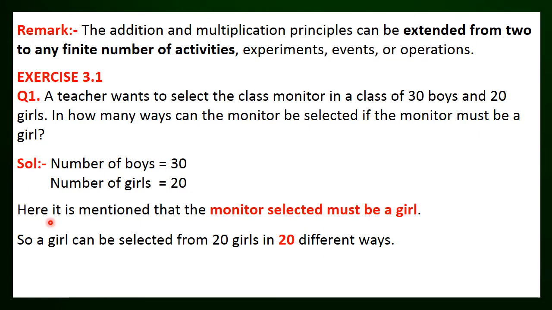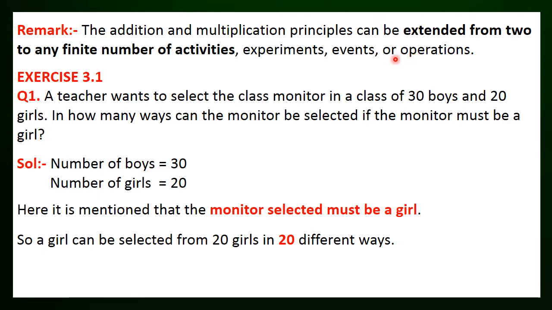Remark: the addition and multiplication principles can be extended from 2 to any finite number of activities, experiments, events, or operations. Here we have learned that the first operation can be done in m different ways, and the second operation can be done in n different ways. That is 2 types of operations. But we can extend this to any finite number of operations or activities.